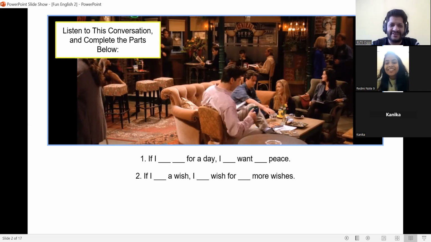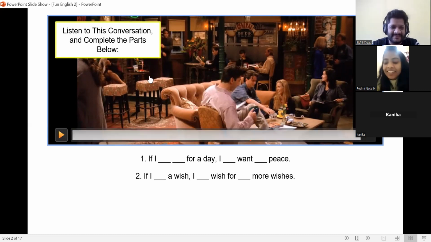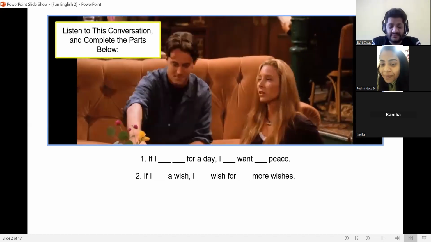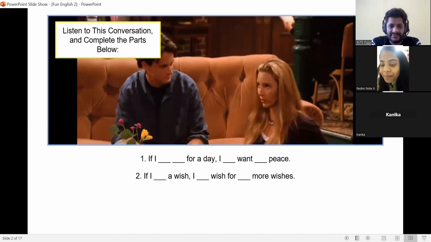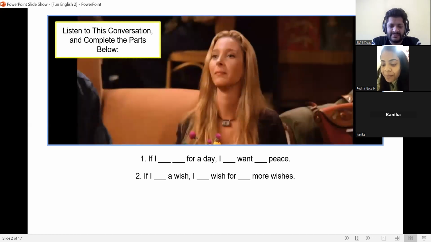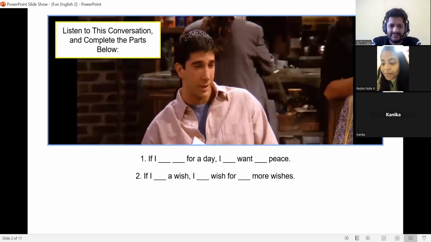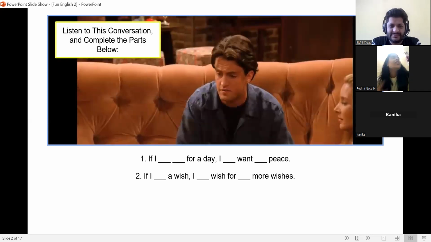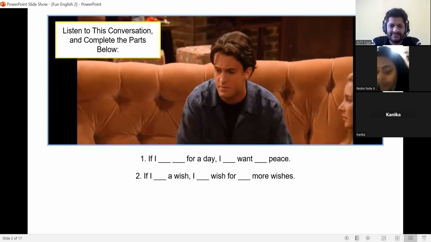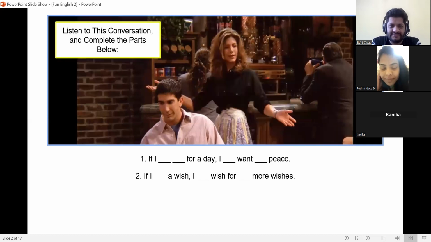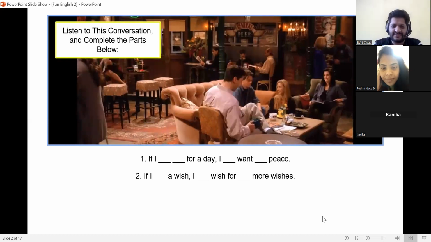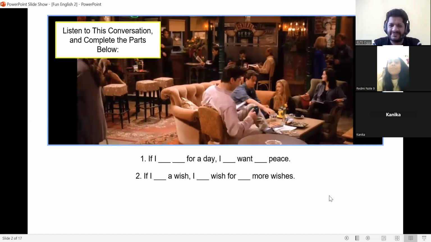Okay, let's start it again. If I were omnipotent for a day, I would want world peace, no more hunger, good things for the rainforest, and bigger boobs. Well, so you took mine. Chandler, what about you? If I were omnipotent for a day, I'd make myself omnipotent forever. See, there's always one guy. If I had a wish, I'd wish for 3 more wishes. Hmm. So neither of you is omnipotent for sure.